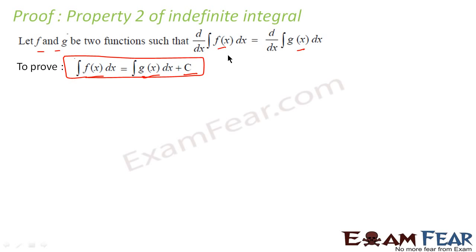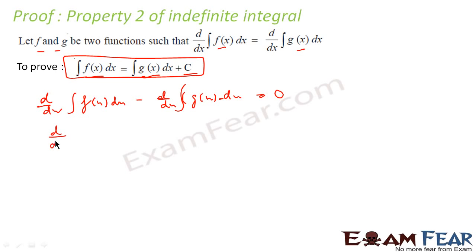Proving this is very simple actually. So this is equal to this given, so I can write this as d by dx of integral of f(x) dx minus d by dx of integral of g(x) dx. Correct? This is equal to 0, because this is equal to this, so this minus this is equal to 0. Now let me take d by dx common. So what I'll get is d by dx of integral of f(x) dx minus integral of g(x) dx, correct, is equal to 0.